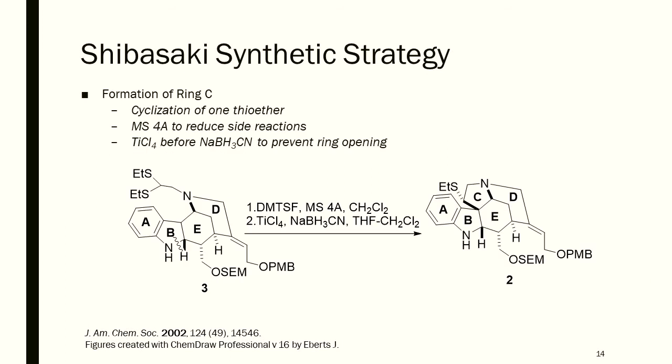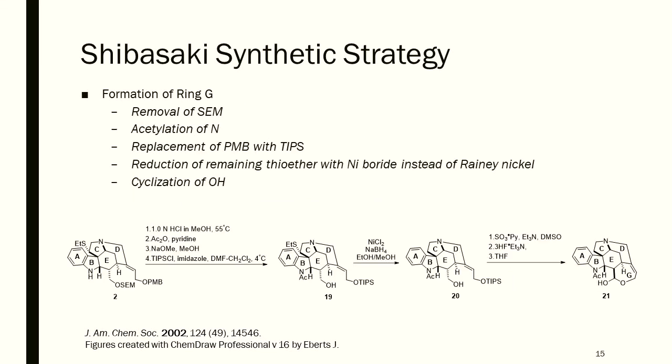Formation of ring C was done through the cyclization of one of the thioethers that was shown on the previous slide. They used MS4A to reduce the side reactions, and also added titanium chloride before adding the sodium cyanoborohydride to prevent ring openings. Shibazaki had to go through quite a complicated process to form ring G.